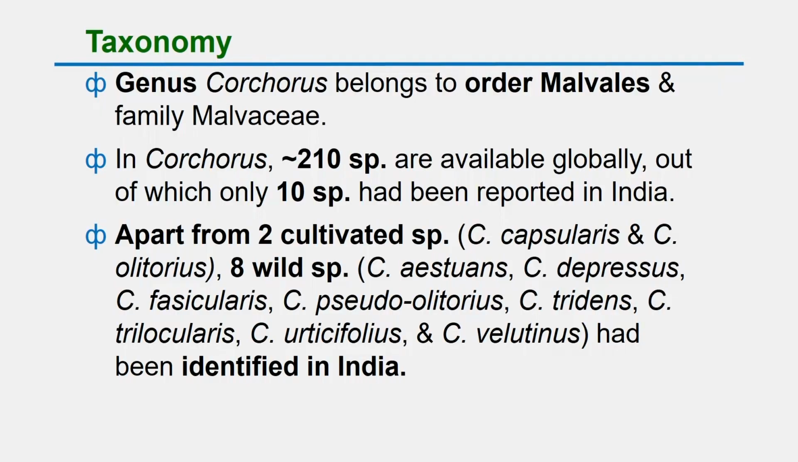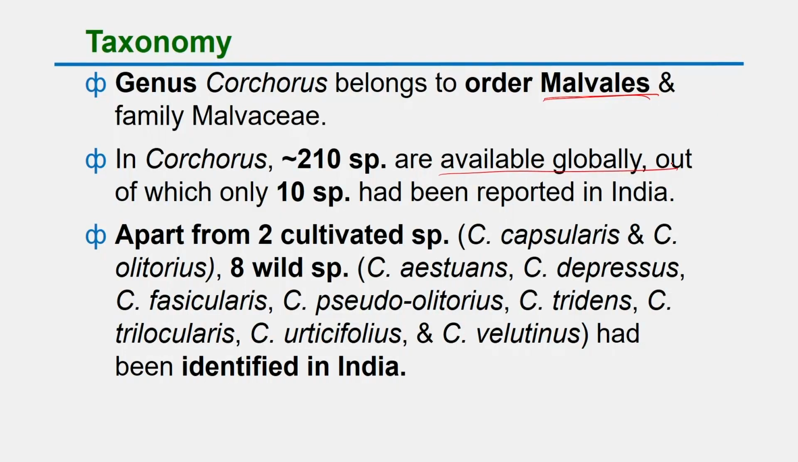Now let us see the taxonomy or classification of this crop. Genus Corchorus belongs to the order Malvales. Students can remember the order of this crop. It is Malvales and family Malvaceae. Same family is for cotton also.